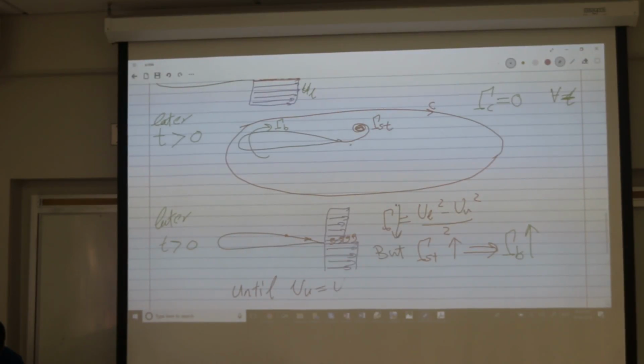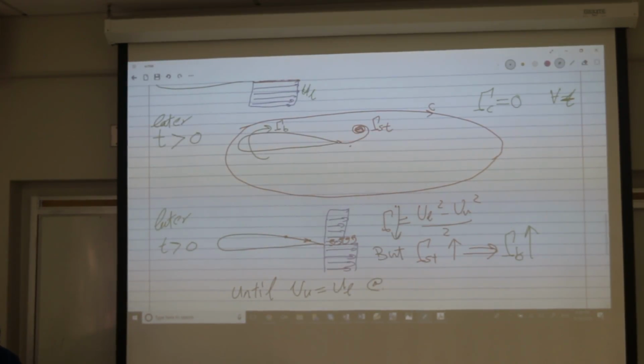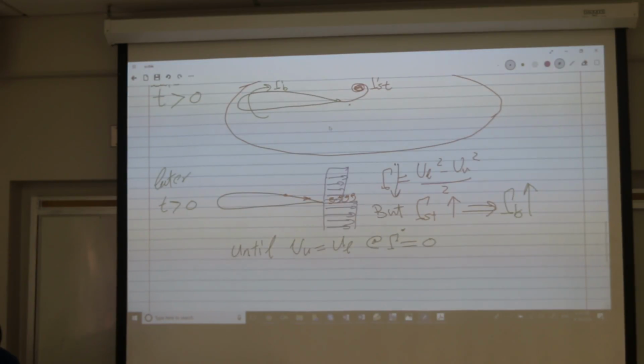u upper is equal to u lower, at which gamma dot is 0, steady state. At this point, stagnation is at the trailing edge, because the condition is satisfied in the steady case, and you reach your gamma bound, the steady gamma bound. Okay.